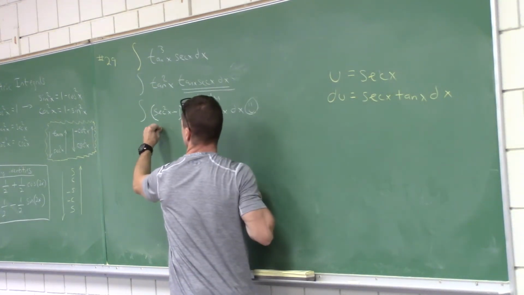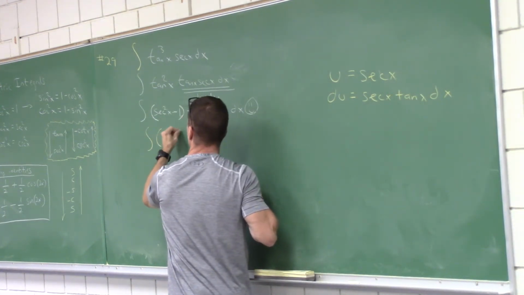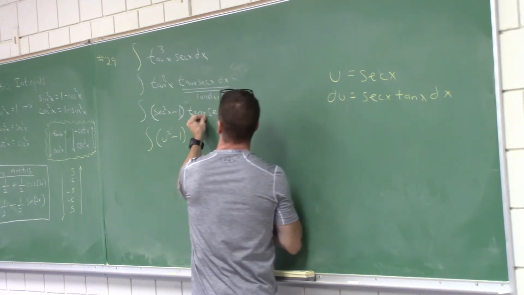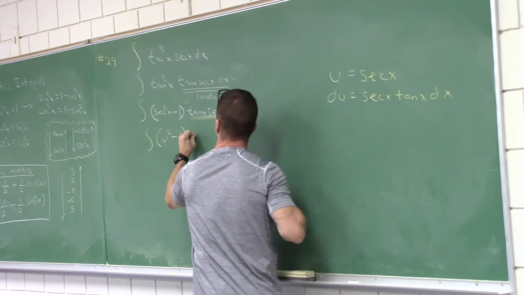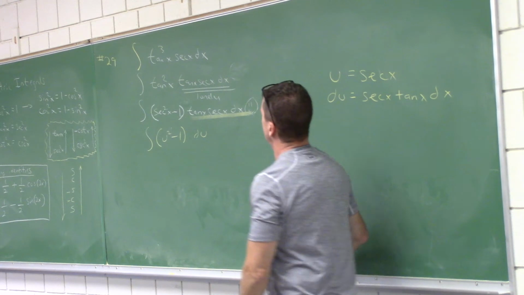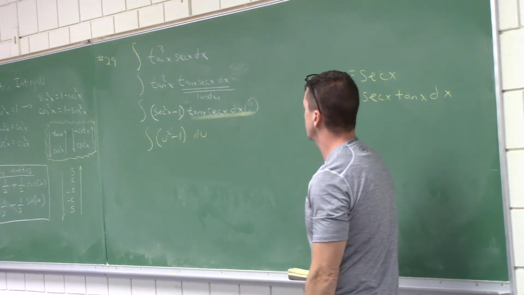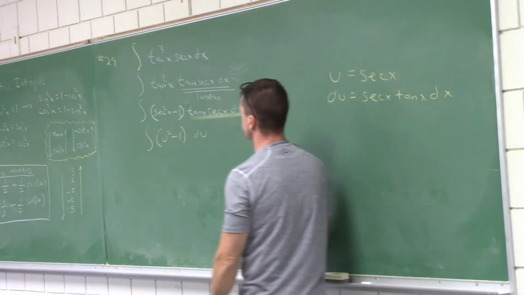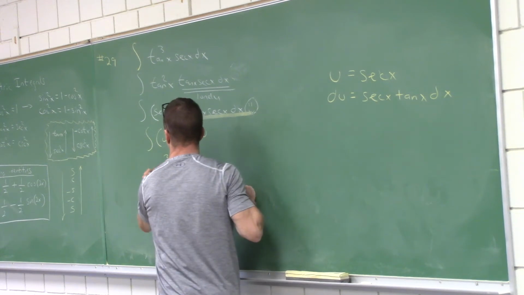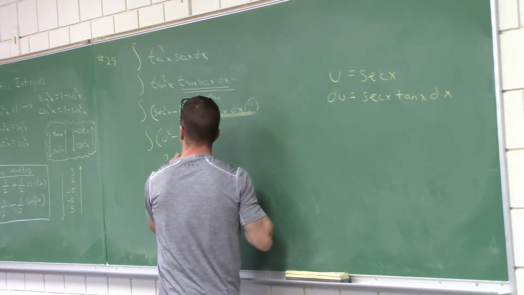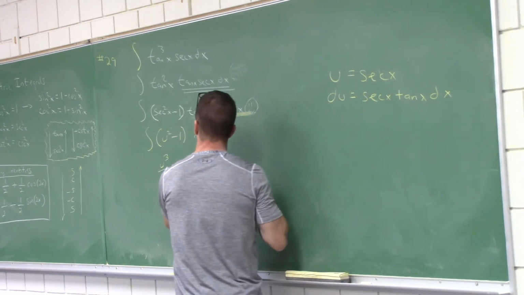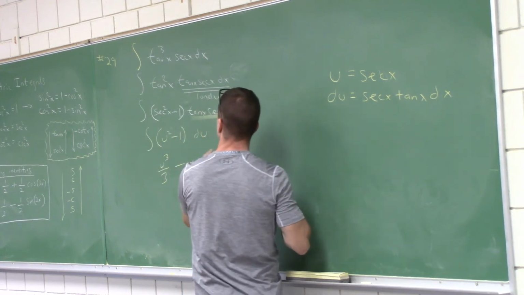And this becomes u squared minus 1. What happened to all that? du. So let's see, the integral of u squared minus 1 is u cubed over 3 minus u. This is an indefinite integral, plus c.